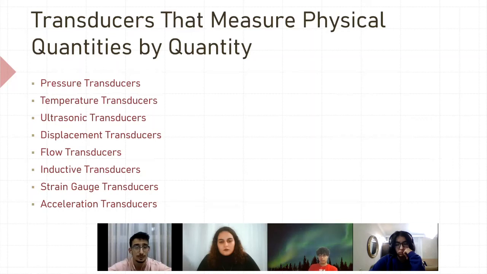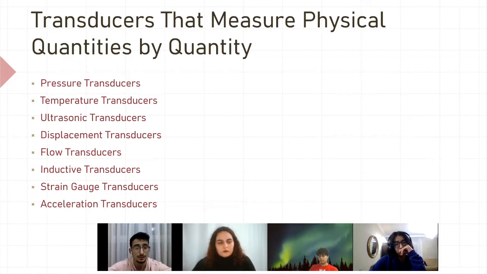Inductive transducers work on the principle of electromagnetic induction thanks to the coil that creates a magnetic field by itself. When a conductive object, such as metal, enters this magnetic field, the inductance changes. It is possible to encounter inductive transducers in proximity sensors, metal detectors, and object counters.